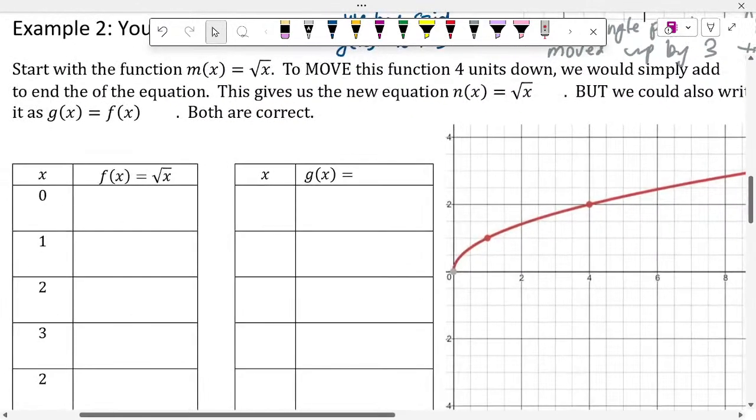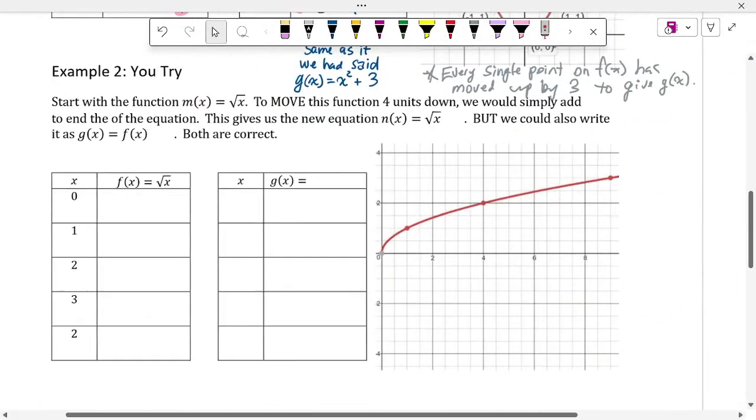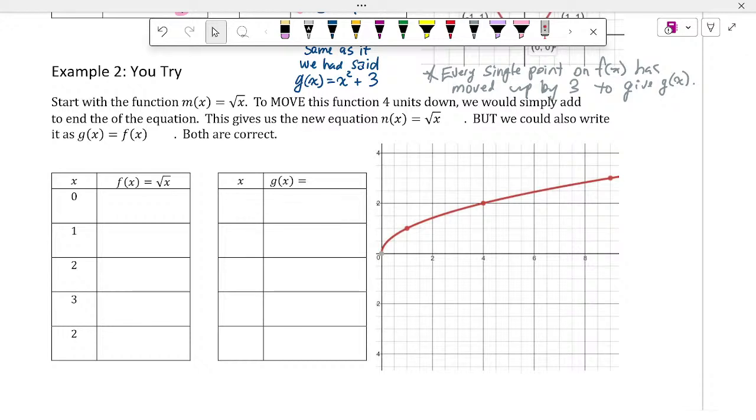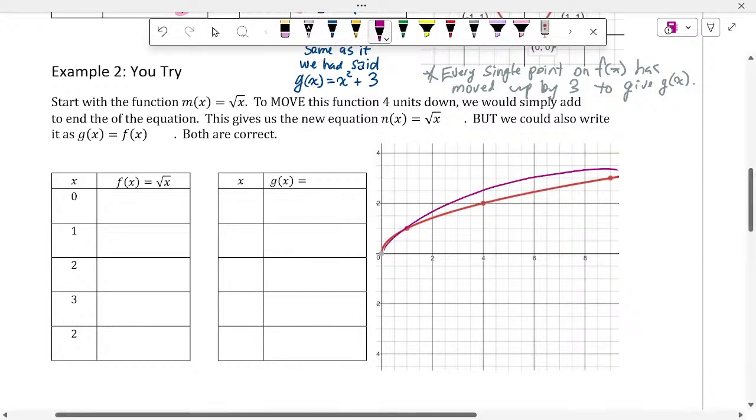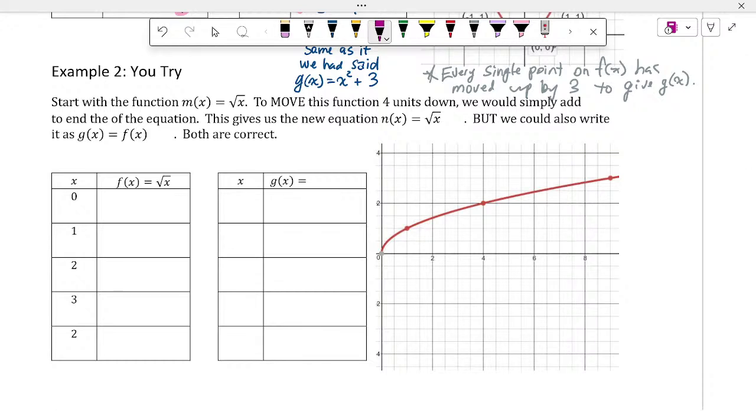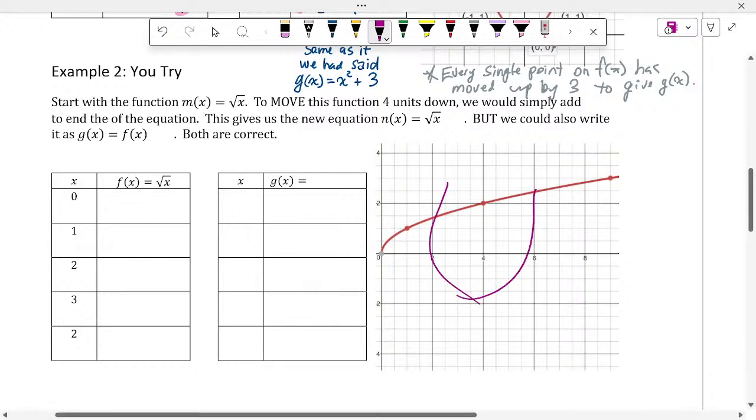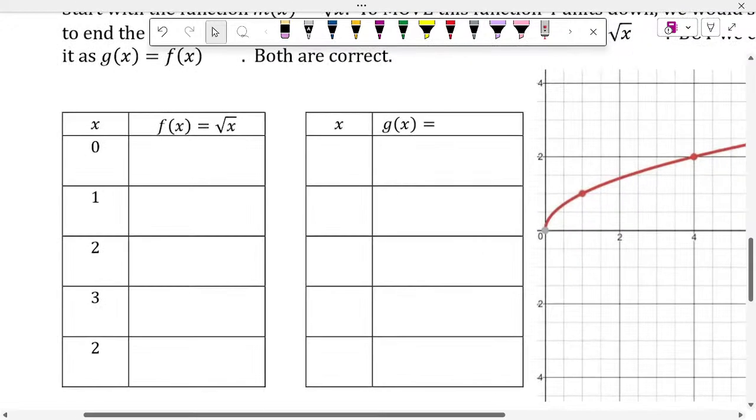What function is this? It's the square root of x, which, you're right, looks kind of like half a parabola on its side. Well, because square rooting is the opposite of squaring, where instead of squaring to get the y values, here you actually square to get the x values. So it looks like a parabola on its side. So let's look at this.